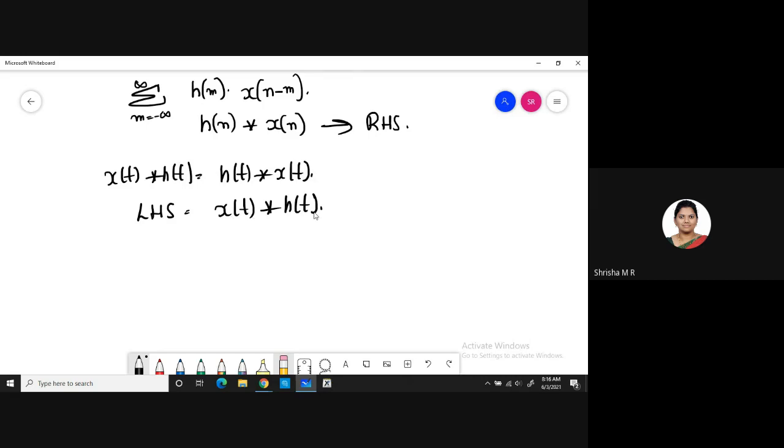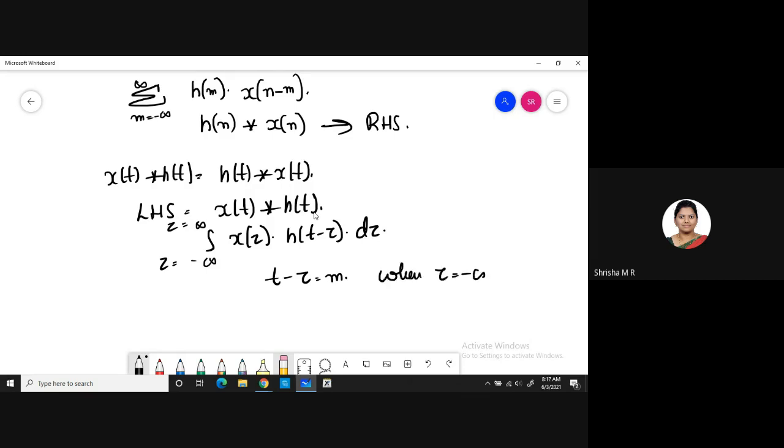So what is the equation for convolution integral? We have integral tau is equal to minus infinity to infinity x of tau into h of t minus tau into d tau. Okay, this is the equation for convolution integral. So what I'll do is I'll take t minus tau as m. Okay, m is some new variable which I'm equating t minus tau to. So when tau is equal to minus infinity, what is m?